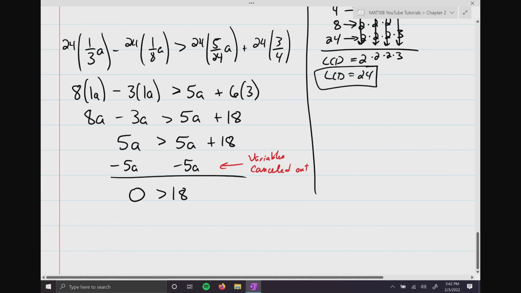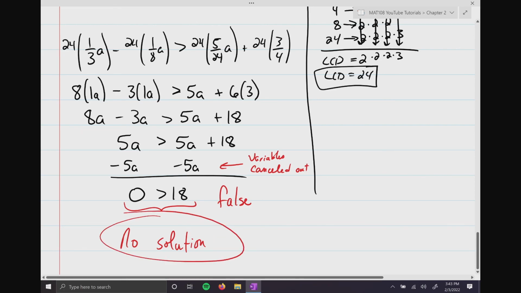However, we need to make a decision again. Here is the decision we need to make. We need to ask ourselves, is 0 greater than 18? Well, the answer to that is no. This is false. So, there is no solution to this problem. I was going to write the words, but we don't have to do that. There is no solution to this, which means there's no graph and there's no interval notation.